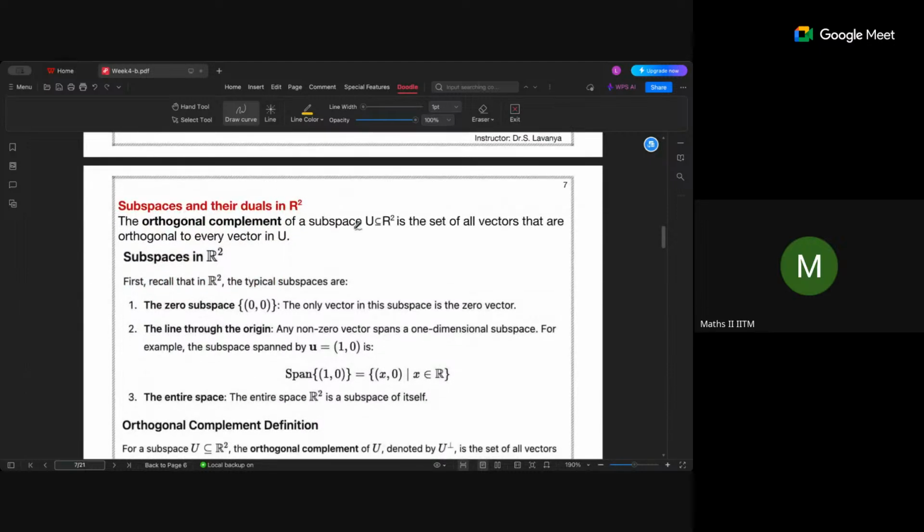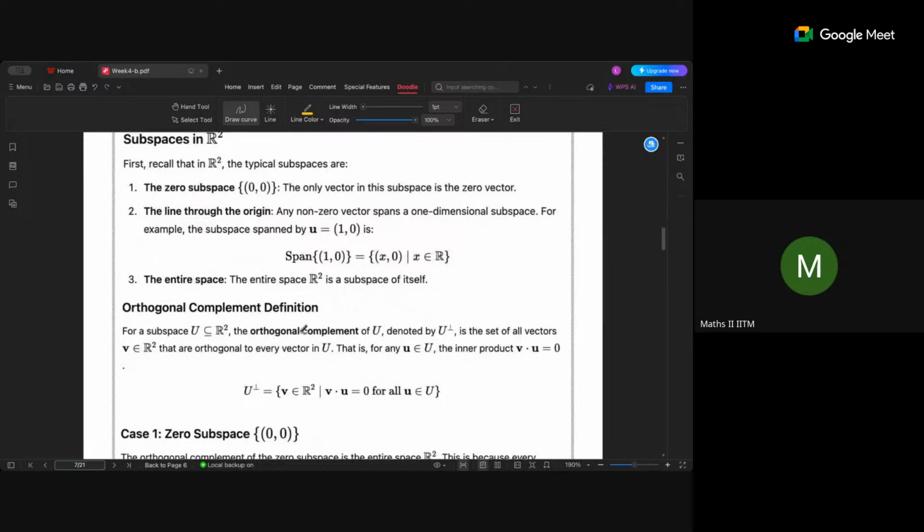So the orthogonal complement of a subspace is the set of all vectors that are orthogonal to every vector in U. Right? Now what are all the subspaces in R2? We know the zero space, any line that passes through the origin, for example the x-axis, and the entire space. So these are the only possible subspaces of R2. Now, what is the orthogonal complement? It is the set of all V in R2 such that V dot U is 0 for all U in the subspace.